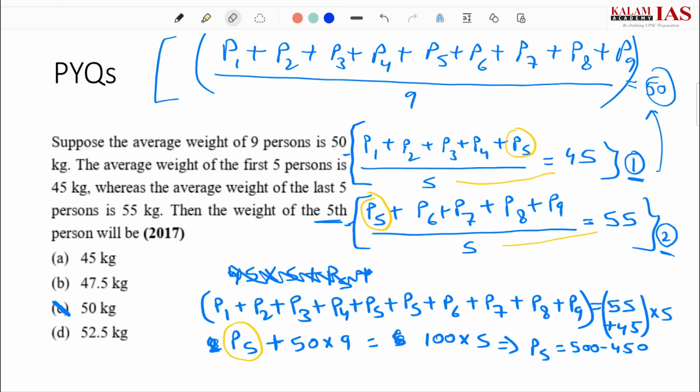We get P1 to P9 values, with extra P5. So it will be P5 plus P1 to P9, and P1 to P9 values we are getting from this equation. We simply cross multiply 9 with 50, so this value comes 50 into 9, and on the right hand side we have 55 plus 45, that is 100 into 5, 500. Now we solve this equation, that is 500 minus 9 into 50, that is 450, and the value is 50 kgs.